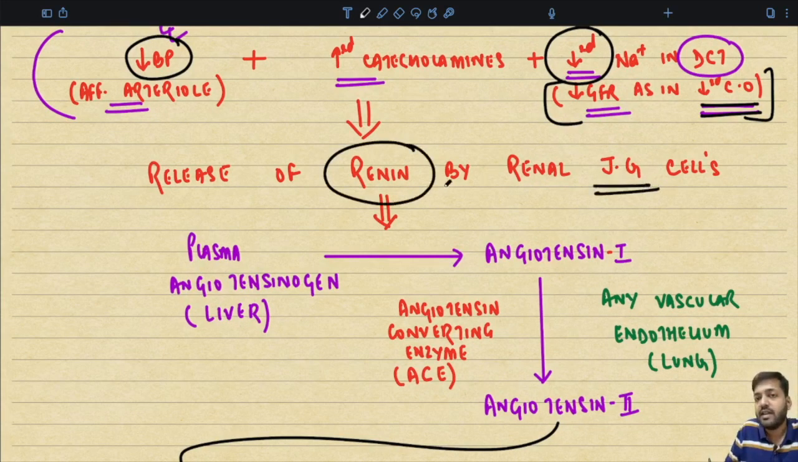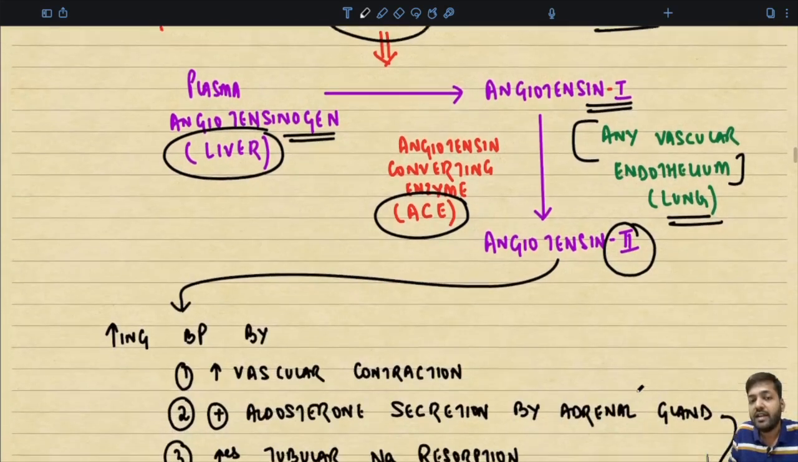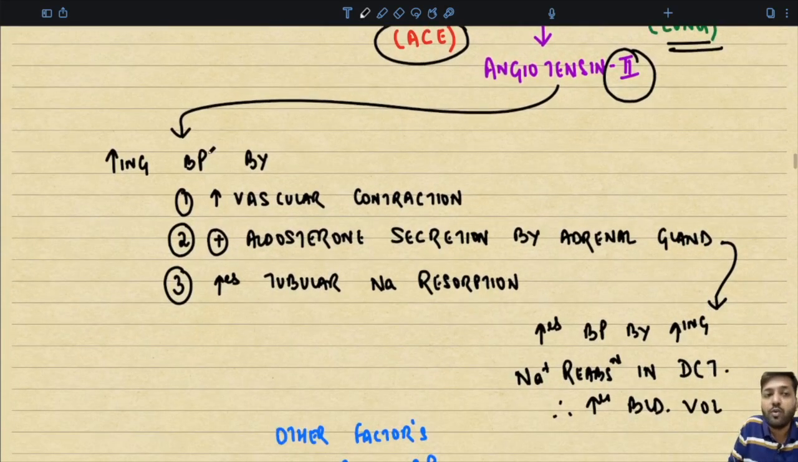This renin, which is released by the kidney in response to a fall in the blood pressure, is going to convert plasma angiotensinogen, which is released by the liver, into angiotensin 1. This in turn is converted by an enzyme called angiotensin converting enzyme, which is released by vascular endothelium, especially at the level of the lung, into angiotensin 2. And it is this angiotensin 2 which acts to increase the blood pressure.